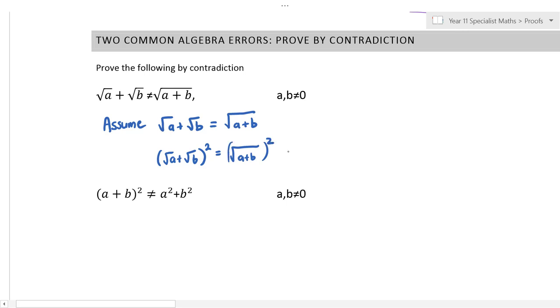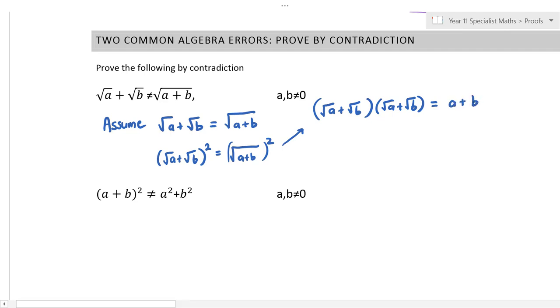Now, let's do it over here, just so we don't make any algebraic mistakes. Root A plus root B, so that's squared. And of course, we know the right-hand side is just going to be what? A plus B, isn't it?